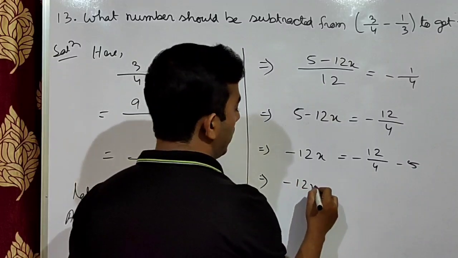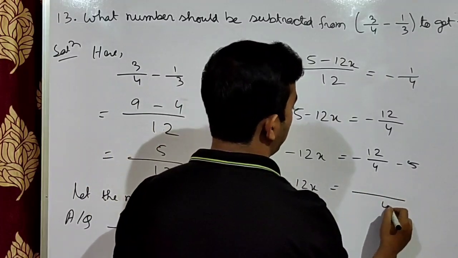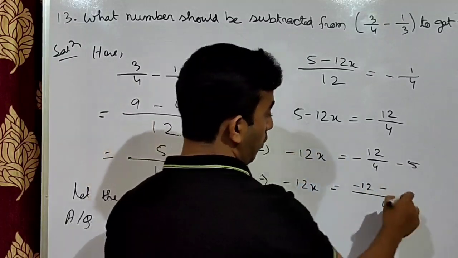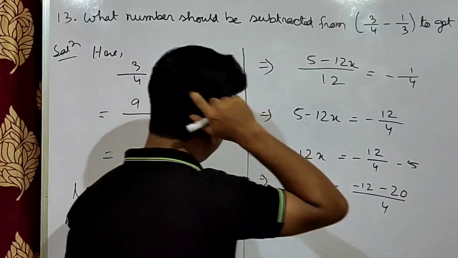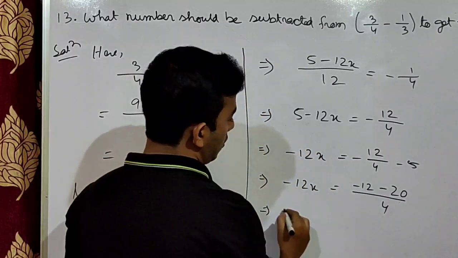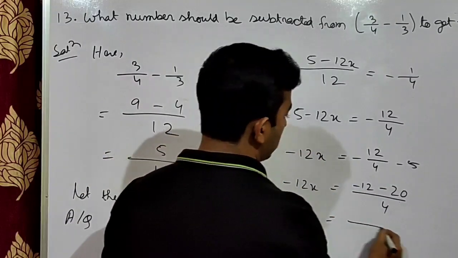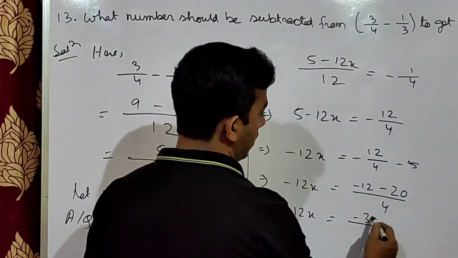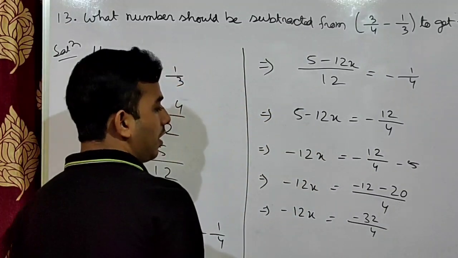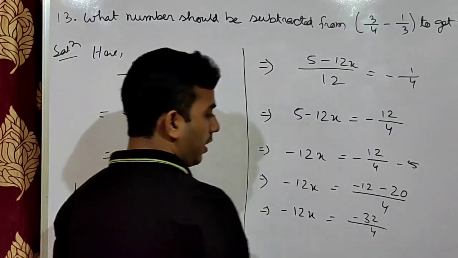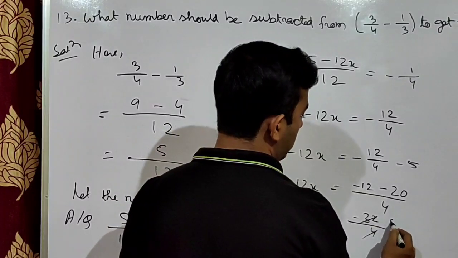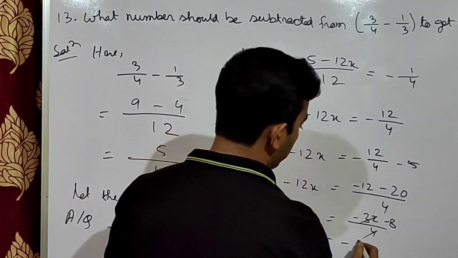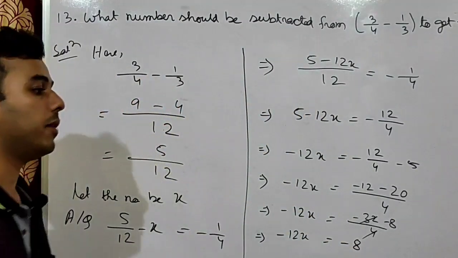So minus 12x equals, take LCM 4, minus 12 minus 4 into 5 is 20. Clear? Very good. So minus 12x equals minus 20 minus 12, that is minus 32 by 4. Clear? Now minus 32 by 4 is how much? It is minus 8. So it will be minus 12x equals minus 8. Up to this clear? Very good.